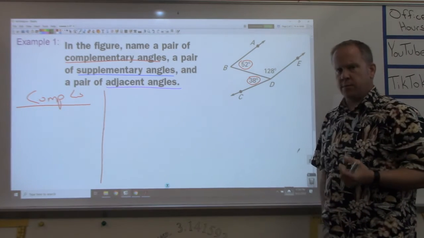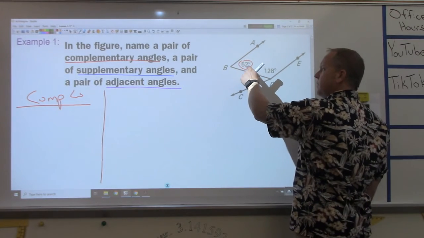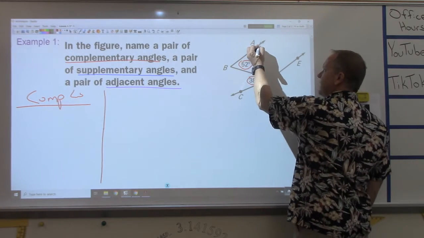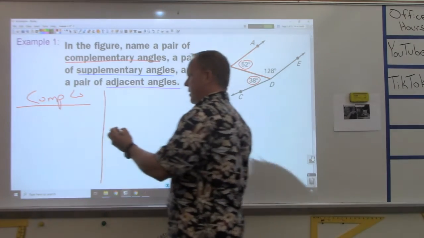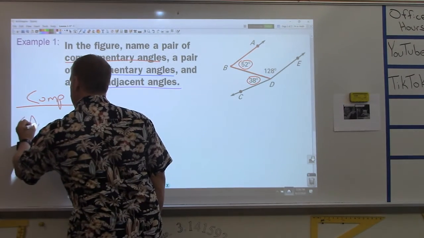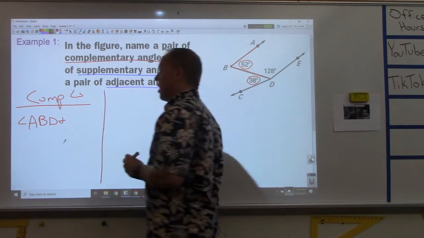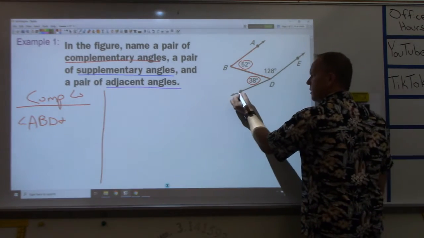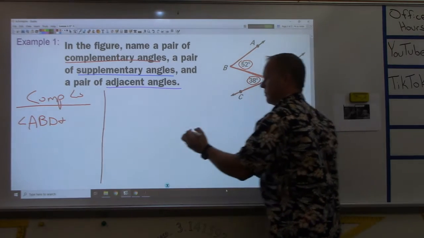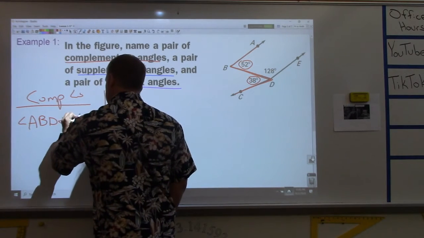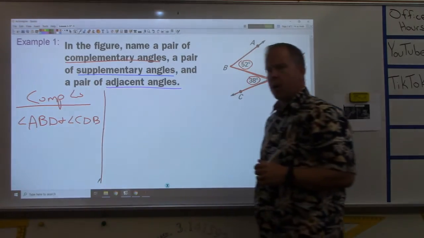So what are those angles? Remember, we need 3 letters to name them most of the time. So if I'm naming the 52 degrees, that is angle ABD. So angle ABD is complementary to angle CDB, the 38 degrees. That takes care of my complementary angles.